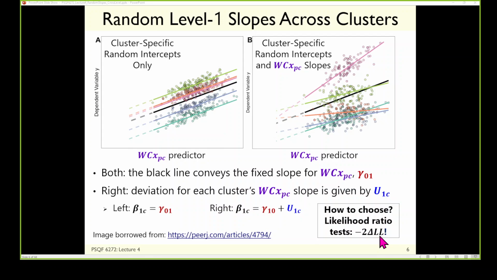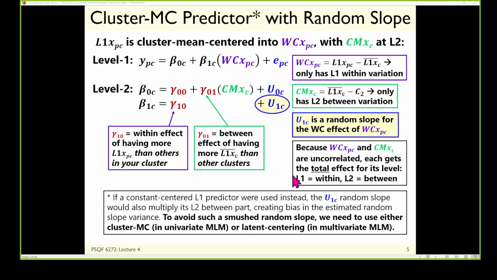Our friend, the likelihood ratio test. Same process as testing any kind of random effect. We did variances for the intercept so far. Now we're going to have variances for the slope. And there's one additional piece that shows up when you add a random slope, either by default in some software or you have to add it manually in others.